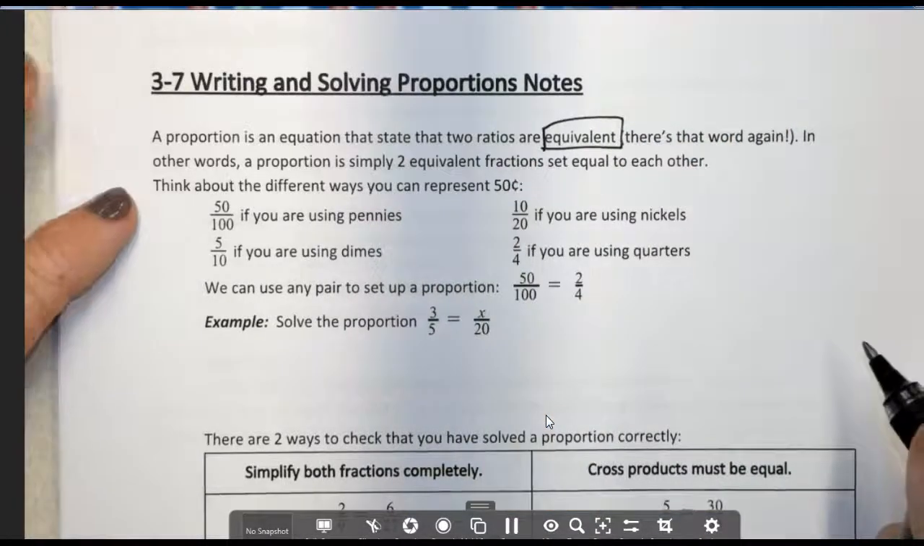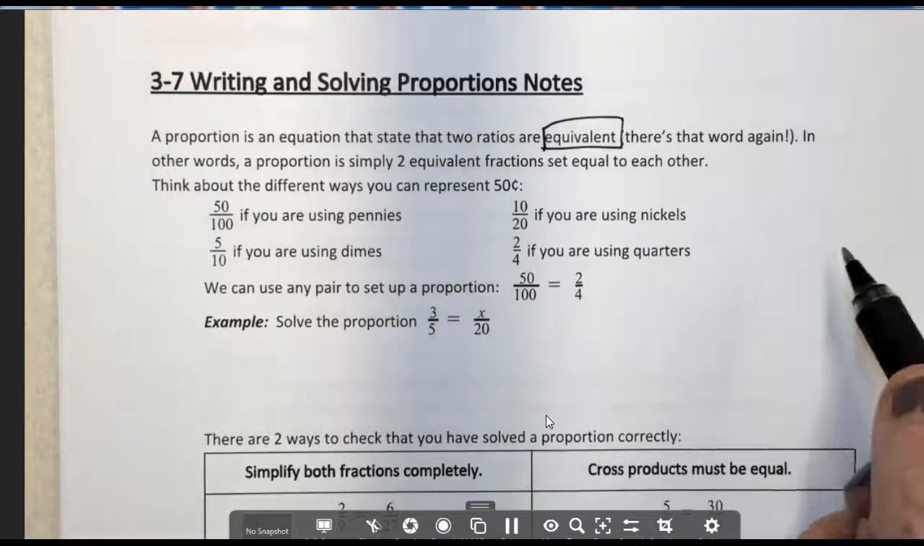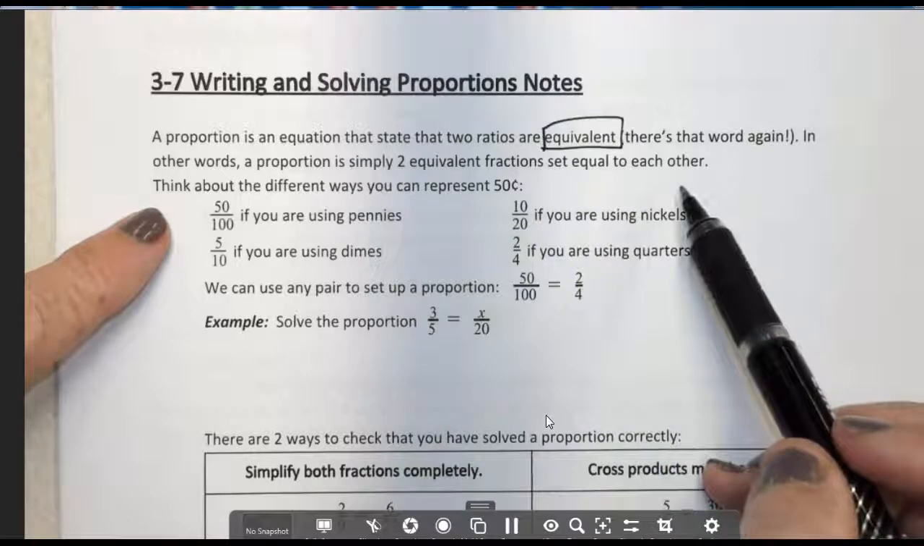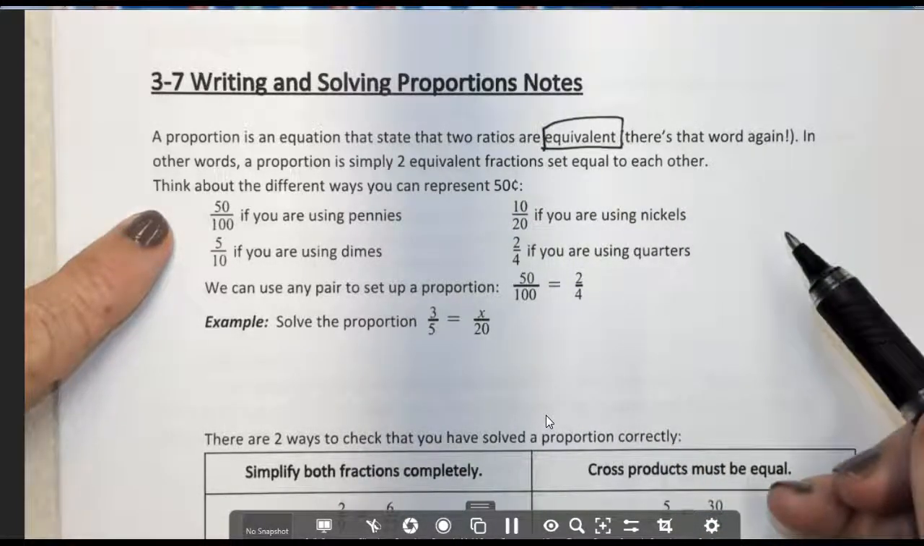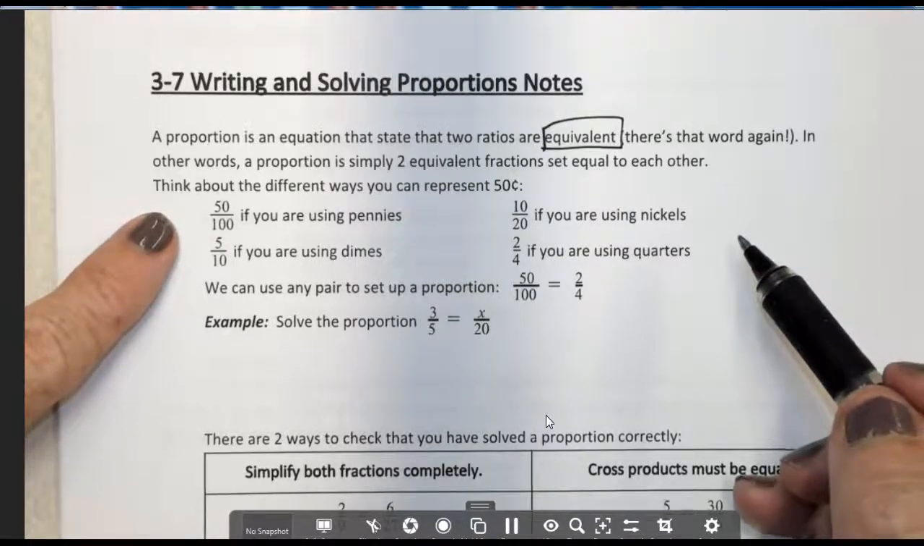We've actually already done these several times without me specifically saying, hey, we're going to write and solve a proportion now. A proportion is just two equivalent fractions set equal to each other, and you just have to figure out how to make them equal. That's it. Really easy. So think about the different ways you can represent 50 cents.